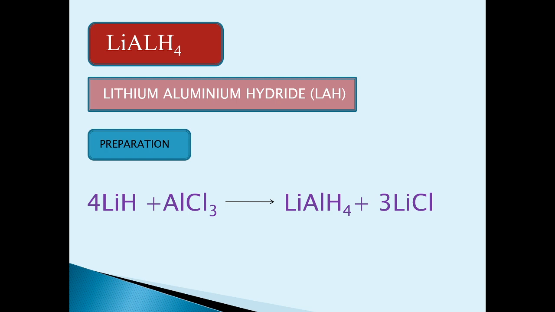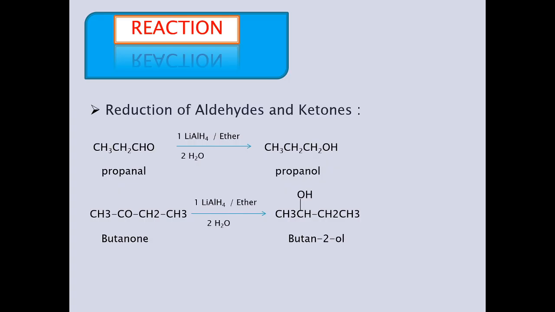The long form of this reagent is lithium aluminum hydride. So we have to see the first point according to your syllabus, preparation. Preparation means how to prepare LiAlH4. Lithium hydride and aluminum chloride react with each other, forming lithium aluminum hydride, and the byproduct is lithium chloride.